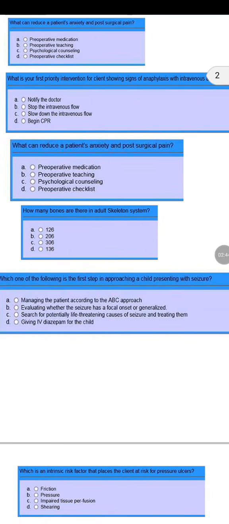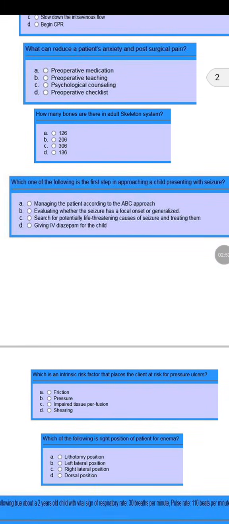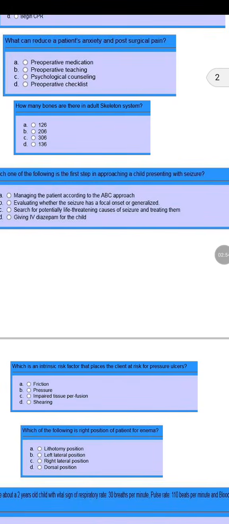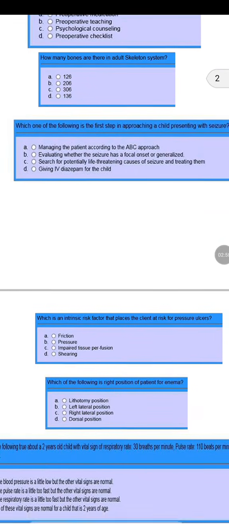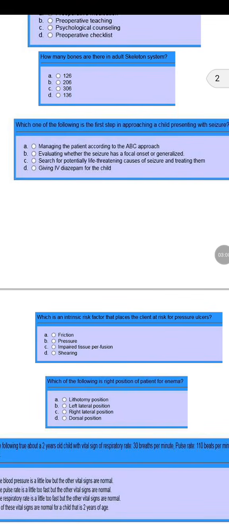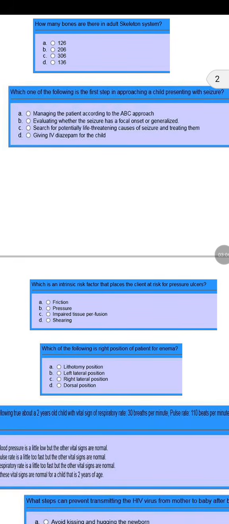How many bones are in the adult skeletal system? Which one of the following is the first step of approaching the child presenting with seizure? Manage the patient according to the ABC approach.